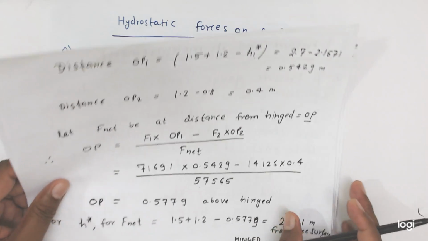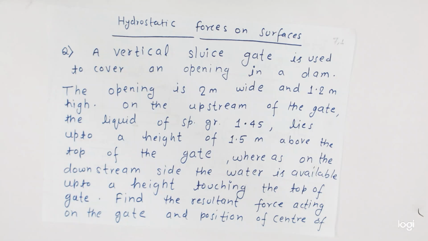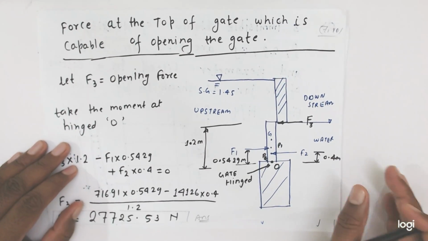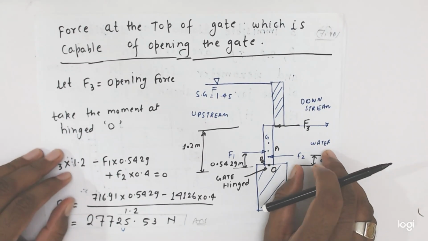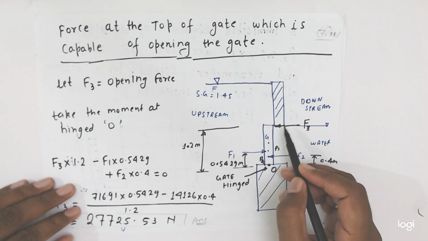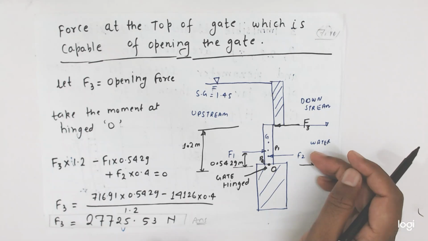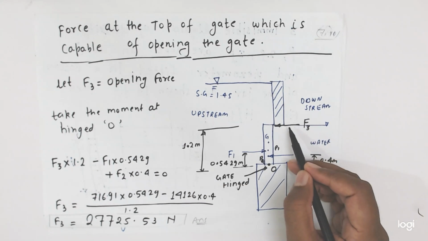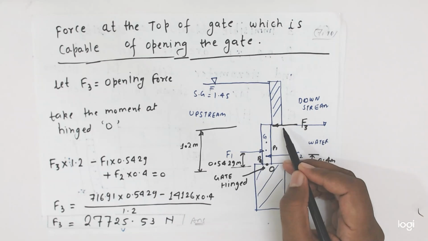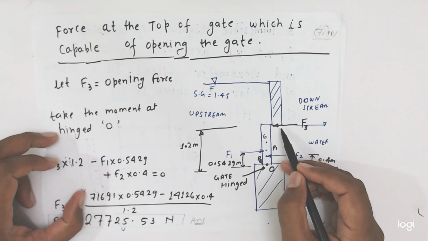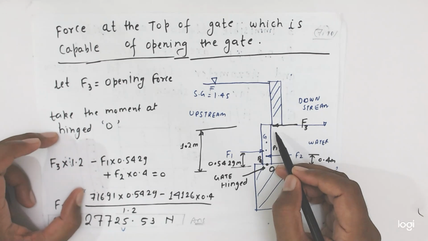Okay friends, now here you see, the last point is the force at the top of the gate which is capable of opening the gate. Force at the top of the gate, how much force is needed on this to open the gate in this situation. So friends, we will calculate by taking the moment. Here let's suppose the force F3 is working on the top of the gate in the downstream side. Okay friends, let F3 be the opening force, and after applying this much the gate will open.